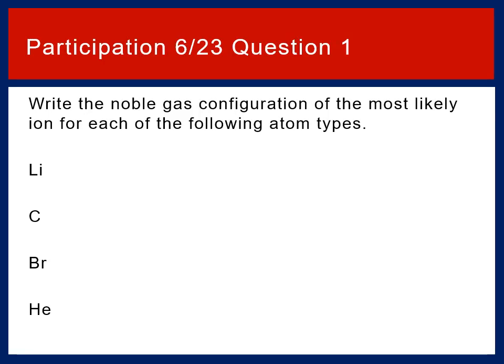Participation 623, question 1. Write the noble gas configuration of the most likely ion for each of the following atom types: Li, C, Br, and He. This is the first question on participation 623, due Tuesday, June 23rd at 11:59 p.m. over on Blackboard. The link to the assignment is right below the links to these videos. Again, write the noble gas configuration of the most likely ion for each of the following atom types. It's lithium, carbon, bromine, and helium.